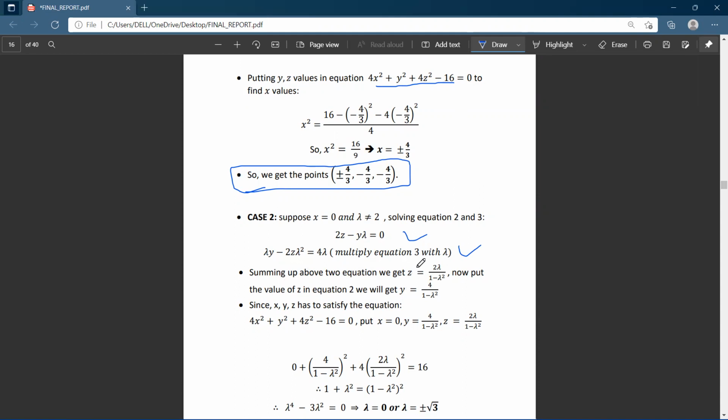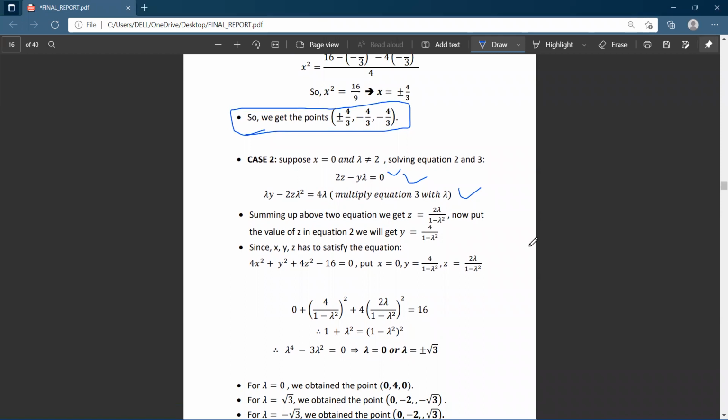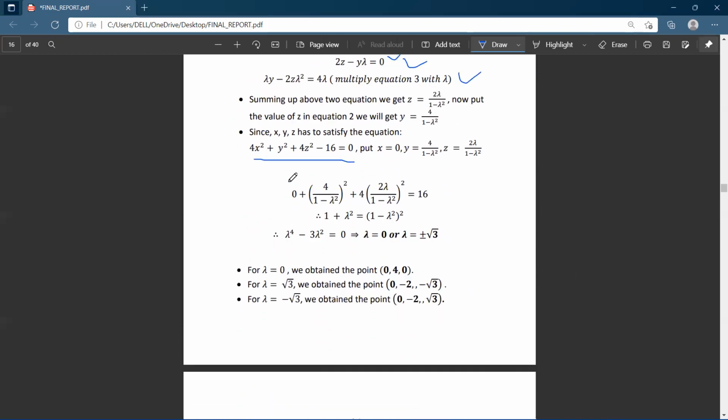With only z remaining on the left side, we get this formula, which is z equal to 2 lambda upon 1 minus lambda square. Now putting that z into this equation, we will get the value of y again. This y, z and x value should satisfy this equation, because this is the subject to constraint. So we put this value in this equation and find lambda.